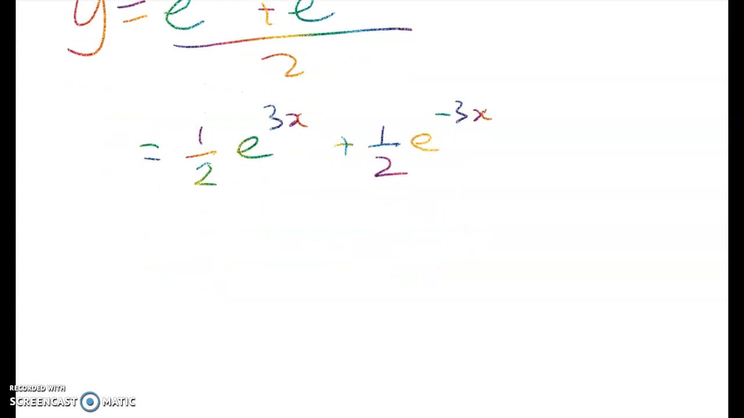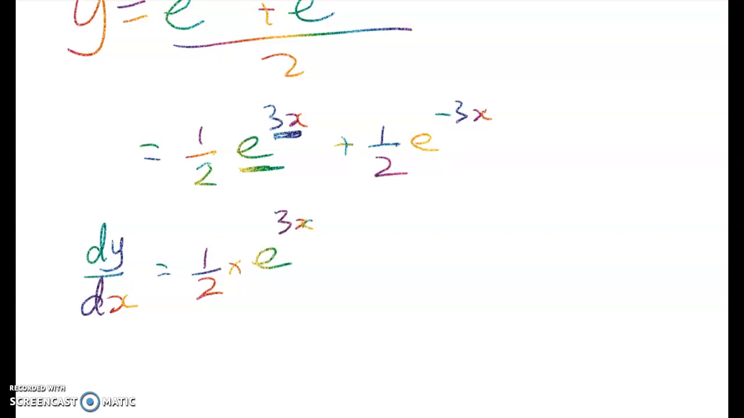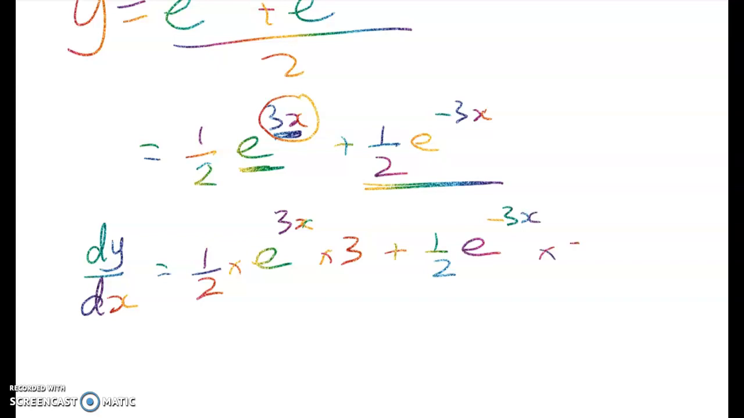Now we know that the exponential function differentiates to give me the exponential function. So here I've got a little chain rule question where I've got dy by dx is equal to 1/2 of e to the power of the thing, right? So e to the 3x times the derivative of the inside function. And then I do the same thing on this one, and I've got plus 1/2 e to the power of the inside function, negative 3x, times negative 3. So my derivative is 3 over 2 e to the 3x minus 3 over 2 e to the negative 3x.